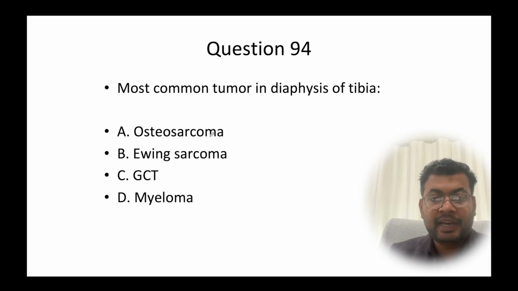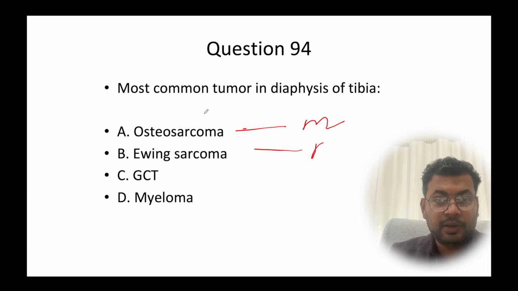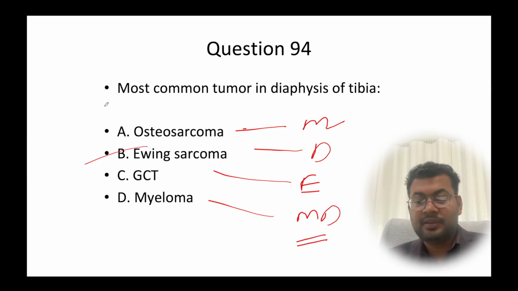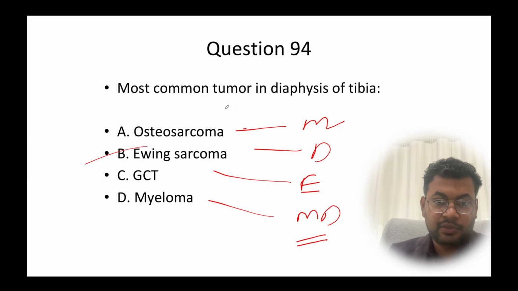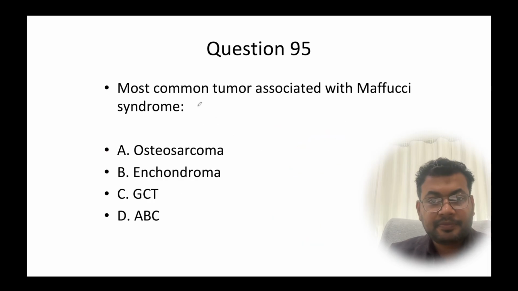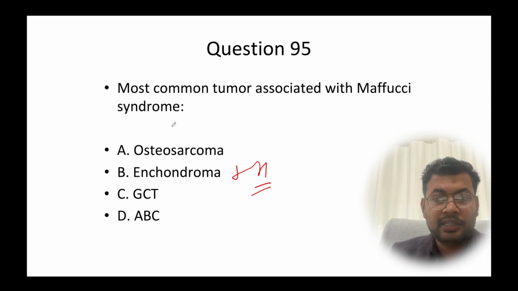Most common tumor in diaphysis of tibia. So osteosarcoma is metaphyseal, Ewing sarcoma is diaphyseal, GCT is epiphyseal, myeloma is metadiaphyseal. So the answer is B, Ewing sarcoma, because that is the only diaphyseal tumor here. Most common tumor associated with Maffucci syndrome. So enchondroma plus hemangioma is Maffucci syndrome. So answer is B.